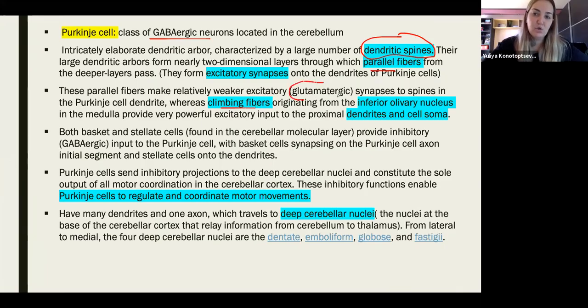Don't forget, glutamatergic, okay? So not acetylcholine. Acetylcholine is for the brain, for the cerebrum. In the cerebellum, we don't use acetylcholine, we use glutamate. Basket and stellate cells, we have talked about them. They are inhibitory, so they must be GABAergic as well. Purkinje cells, what is their function? They regulate and coordinate motor movements.